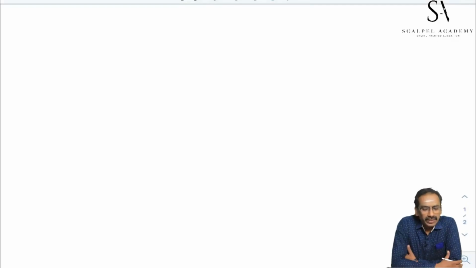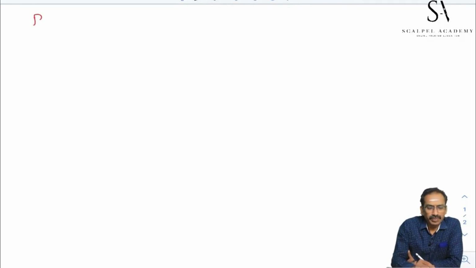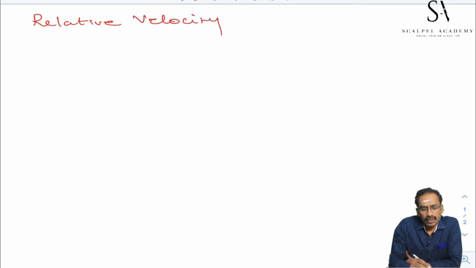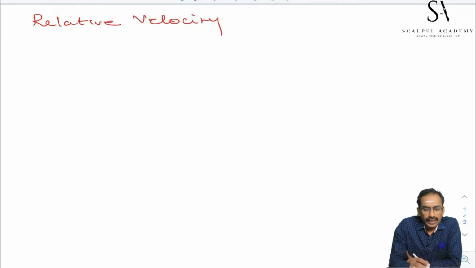Dear student, today's concept is relative velocity. Let us consider two bodies which are moving in the xy plane.